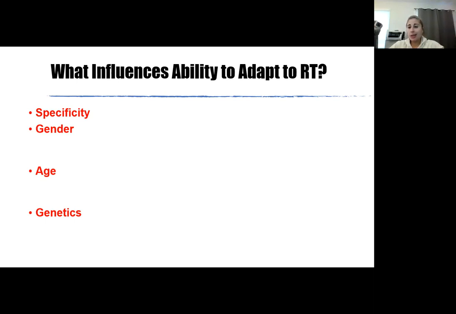First of all, is your program specific to your goals? If you want to build muscle, is your program built to help you build muscle, right? We need to follow that principle of specificity, and that's where the program is very important as well.